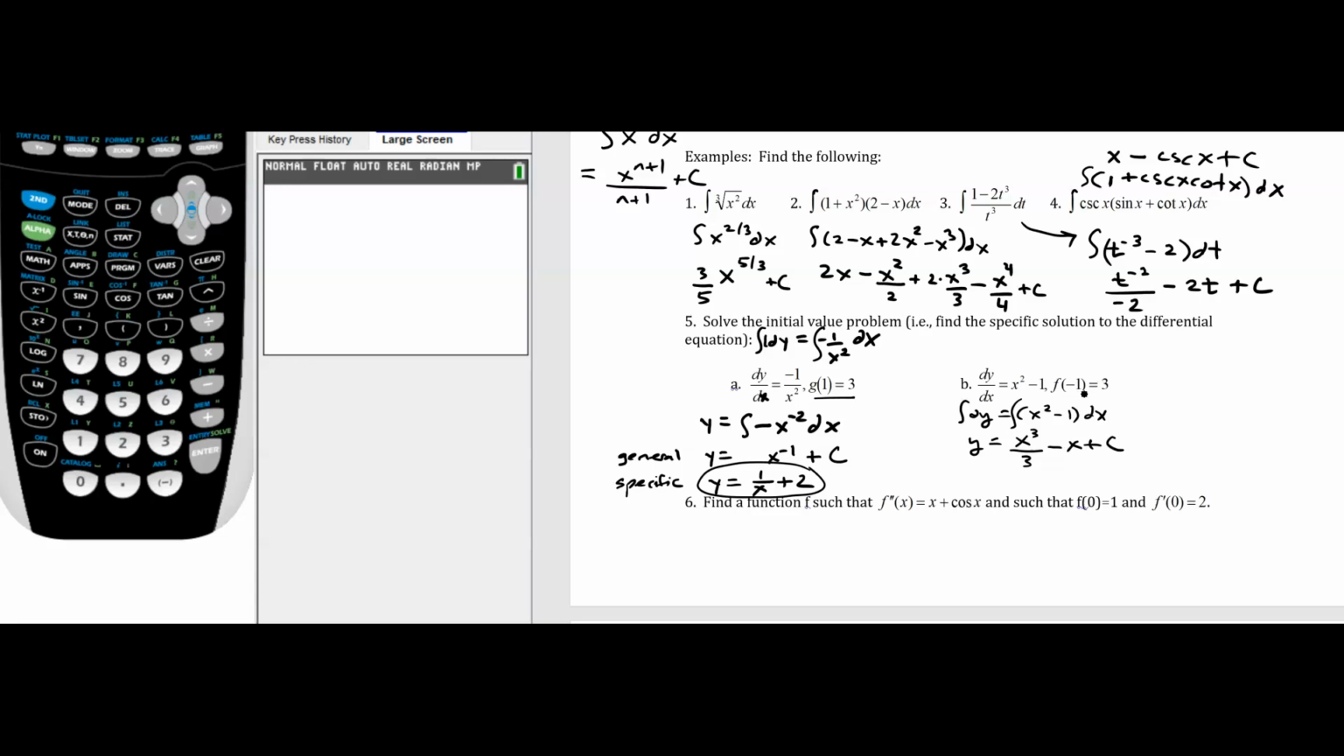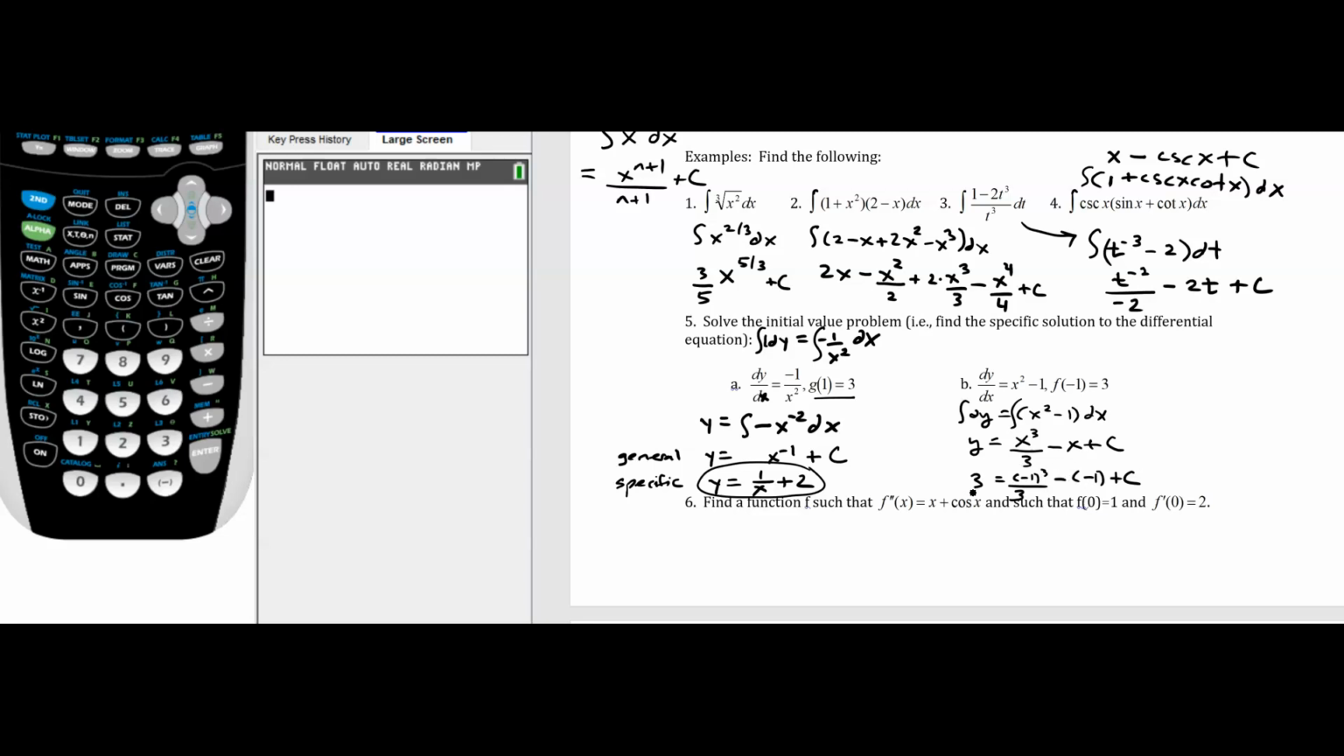I'm going to plug negative 1 in for x and 3 for y. So if I do that, I get 3 equals negative 1 cubed over 3, and then minus a negative 1 plus c. And so let's think about this. This would be a negative 1/3 plus 1, so that's 2/3.